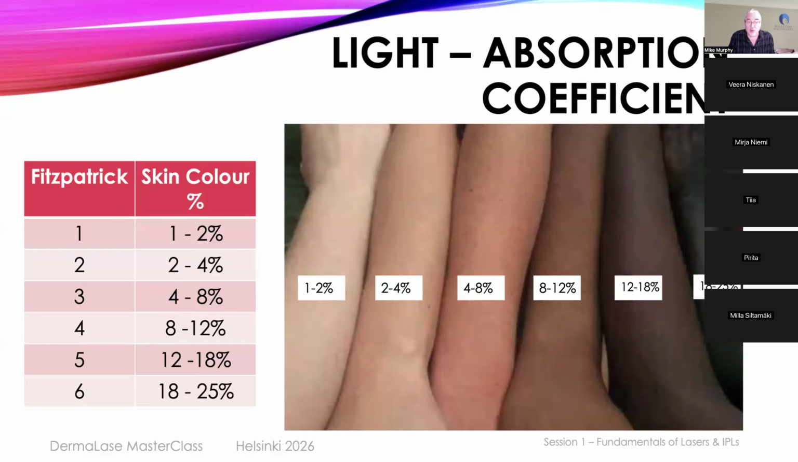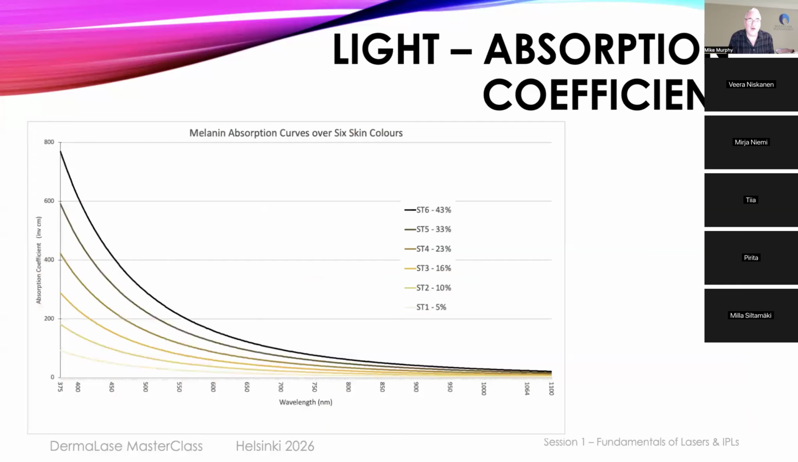Okay, so I look at skin color as a barrier. And the darker the skin tone, the higher the barrier that we have to get through. Now I showed you that absorption curve for melanin a few minutes ago. That's kind of like a general curve. These are the curves for the different skin tones. Sorry, forget these figures. These numbers are old. They've been updated.